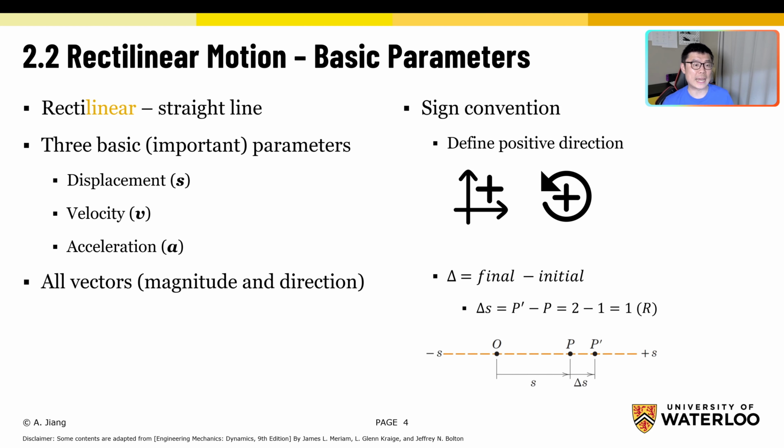Using displacement as an example, displacement comes from changing positions from P to P prime. A fixed position itself is not meaningful to us. We are interested in how the particle moves from one position to the other, which can be measured by displacement's delta S, which is the final minus initial, P prime minus P. So your displacement is positive 1 in this case, which means the direction is to the right by 1 unit.